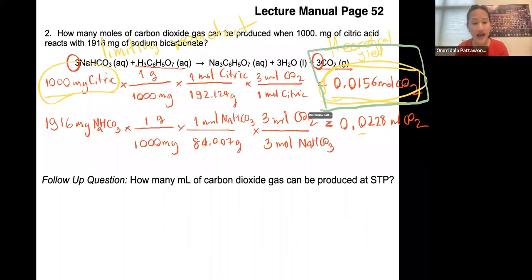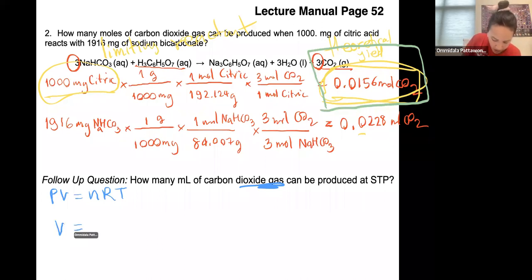Now the follow-up question asks you, how many milliliters of this carbon dioxide gas? Because we are looking at gas, right? The keyword is gas. Therefore, you can use PV = nRT to help you find the volume. The reason for that is because we are dealing with gas. In order to find the volume, you are going to rearrange this equation real quick. So you're going to get nRT over P.